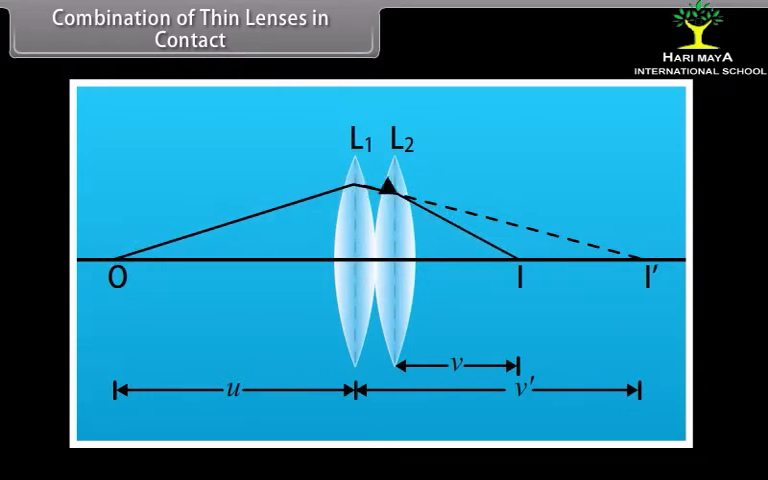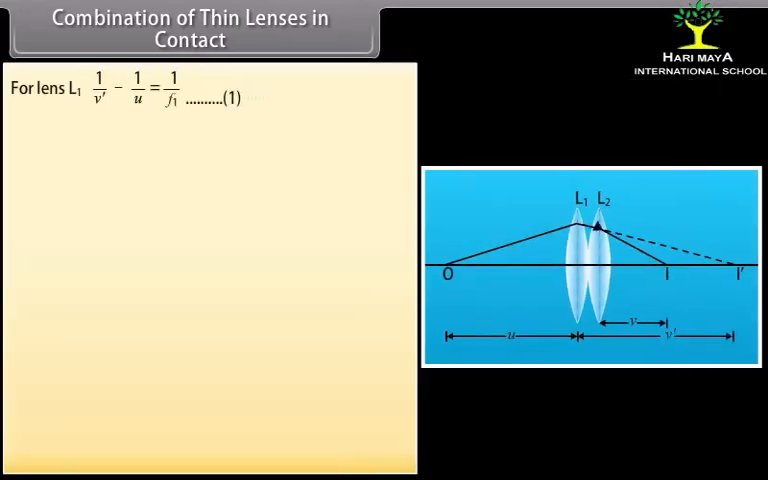That is, I' is the image formed by the first lens, L1 alone. If v' is the distance of image I' from the lens L1, then for lens L1, 1/v' minus 1/u is equal to 1/f1. Name it as equation 1. For lens 2, 1/v minus 1/v' is equal to 1/f2. Name it as equation 2.